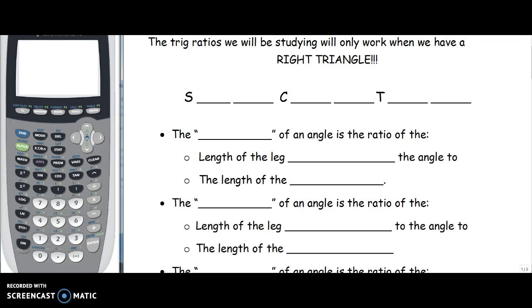So you cannot do this on an acute angle or an obtuse. It has to be a right angle. So the acronym that we're going to use is SOH CAH TOA. Each of those letters represent a part of the triangle.